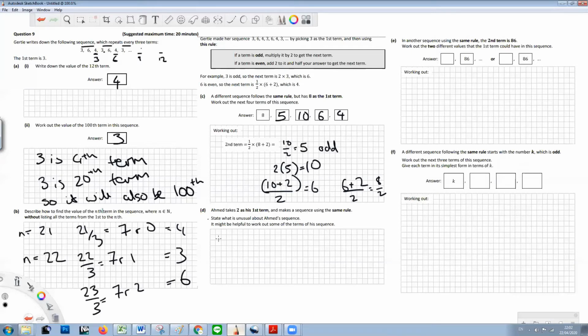So if he uses 2 as his first term, 2 is an even term. So what we need to do is add 2 to it, and then divide it by 2. So that's 4 divided by 2, which is 2. So we'll have the same thing again. No matter what, we're going to have 2, 2, 2, 2, 2. State what's unusual: the 2 is repeated.